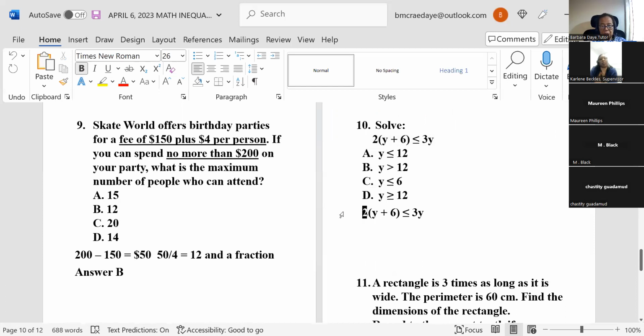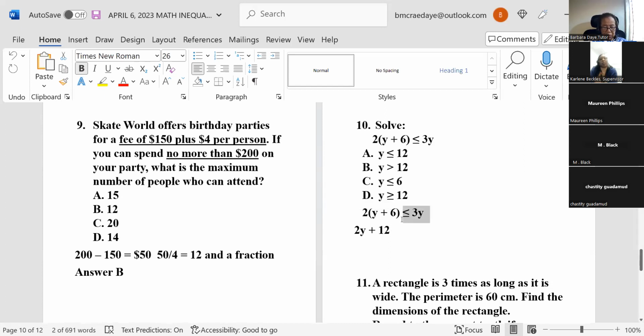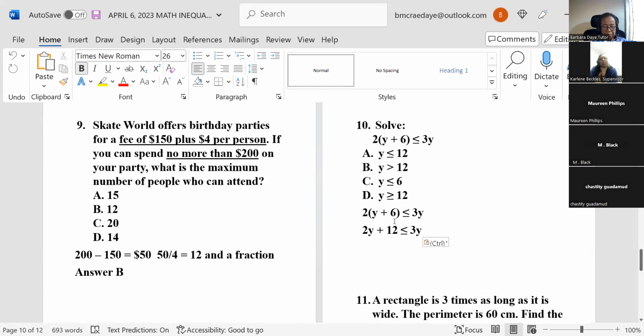Now say this: what do you get when you multiply the 2 by the terms in parentheses? I got 2y plus 12. That's right. Very good. 2y plus 12. And we just put less than or equal to 3y. Now you're ready to combine your variables and get your constant on the right.